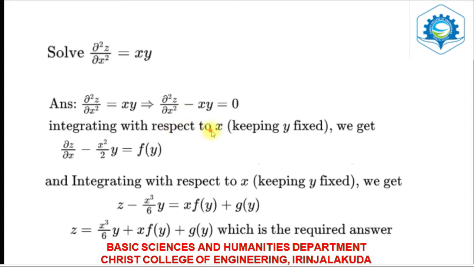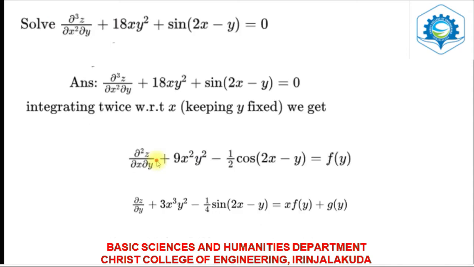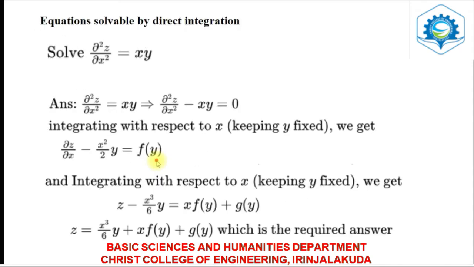When we integrate an equation with respect to x, keep y fixed. What do we get? The dou square z by dou x square becomes a first order derivative when we integrate. And what is the integral of xy with respect to x? We get x square by 2 into y. On the right side, when we integrate 0 with respect to x, we will get a constant. But what is a constant with respect to x? With respect to x, y is constant. So we can write that constant as f of y.